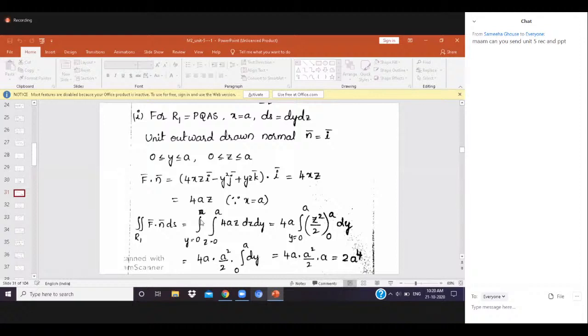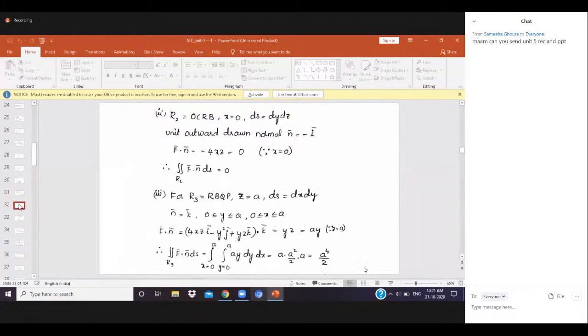So with y from 0 to a, z from 0 to a, integrating 4az dz dy, it becomes z square by 2 as the integration of z, and applying the limit 0 to a, then we will get a constant, because with respect to y also we will get a. After simplification, it becomes 2a power 4. Similarly, we need to calculate the remaining sides of the cube surface.